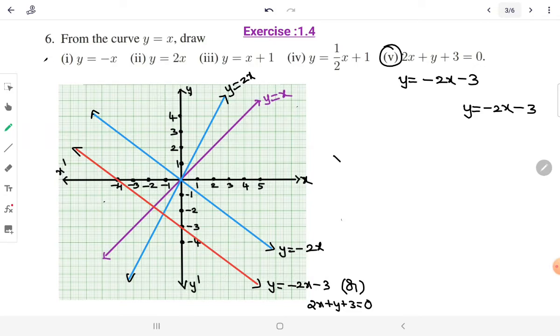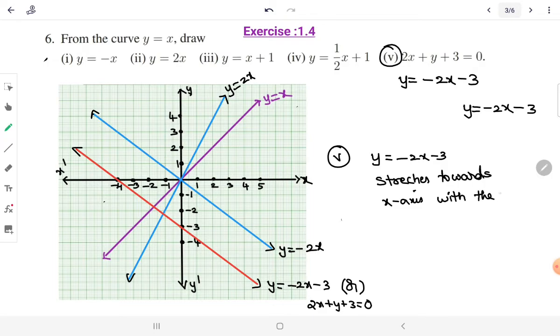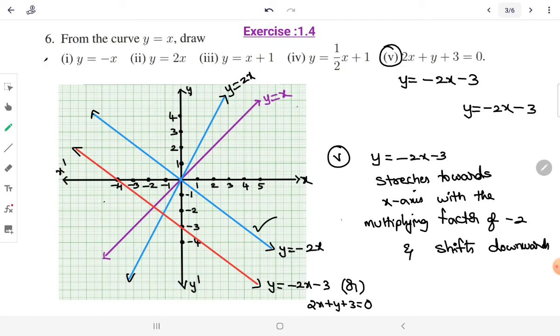Now how will you write the statement for the fifth one? We have done y is equal to minus 2x minus 3. So write down: stretches towards the x-axis with the multiplying factor of minus 2, and also it shifts downwards. See that red color curve. From this blue, the red color curve shifts downwards for 3 units.